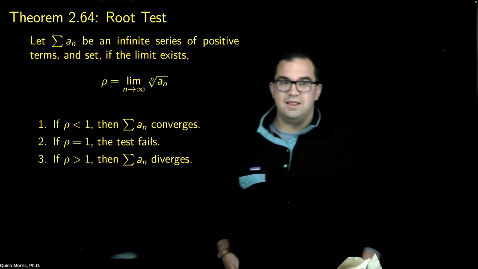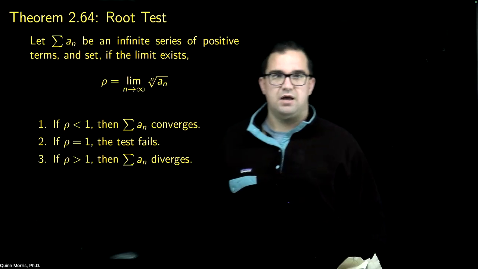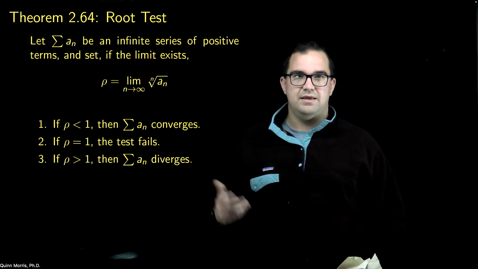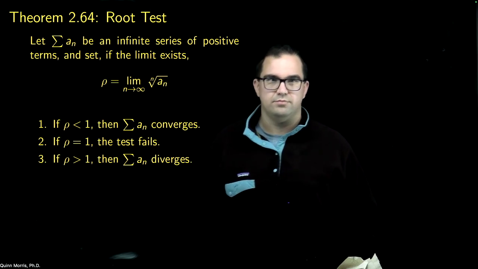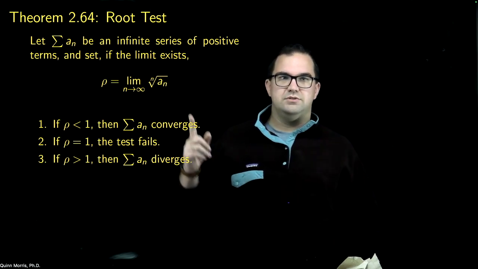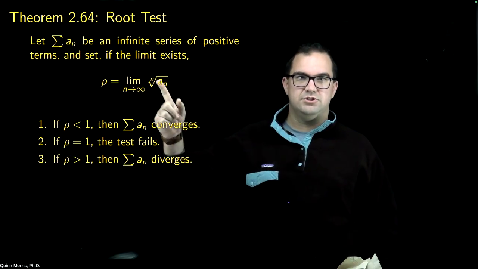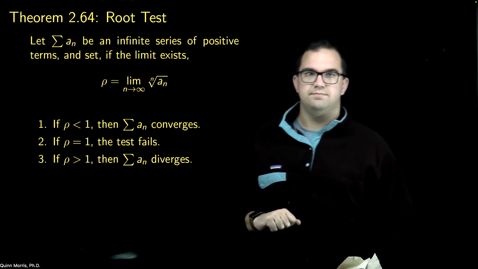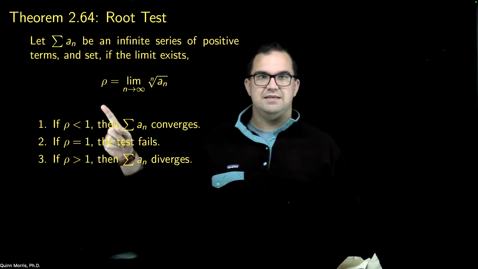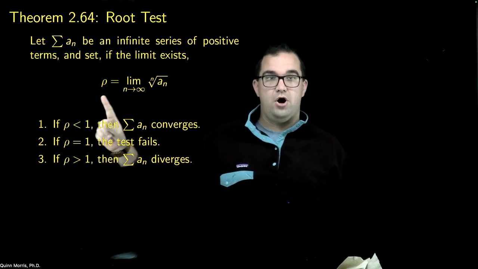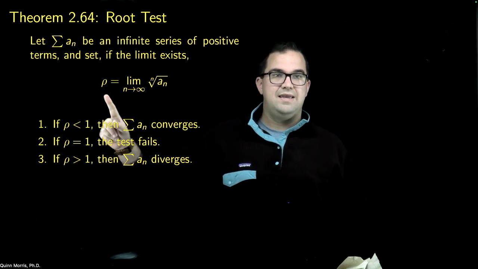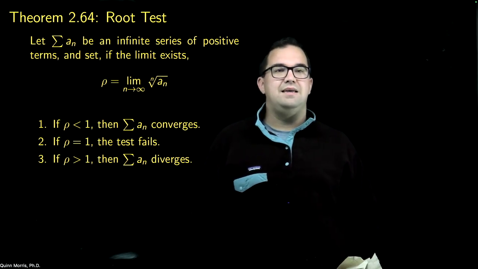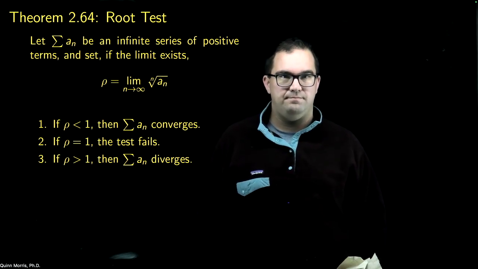All right. So the last test we want to look at is the root test. So the root test says let a_n be an infinite series of positive terms. Again, in some versions, you replace that condition on positive terms and just put absolute values here. But we're going to just prove this version with positive terms. And if the limit exists, so this is not a p, it's a rho, set rho equal to the limit as n goes to infinity of the nth root of a_n.